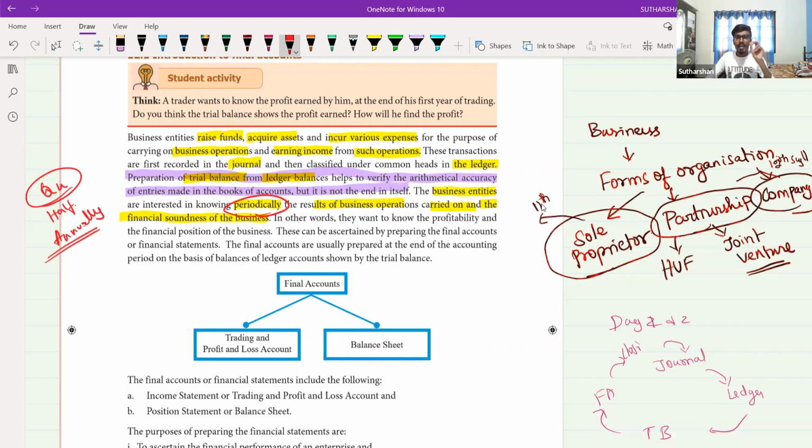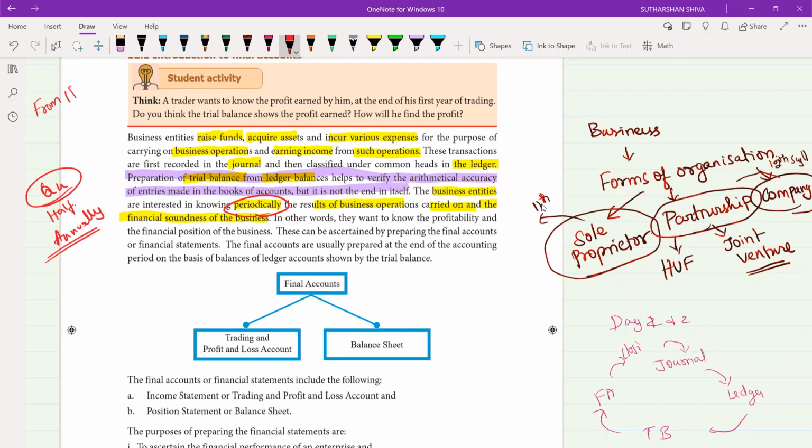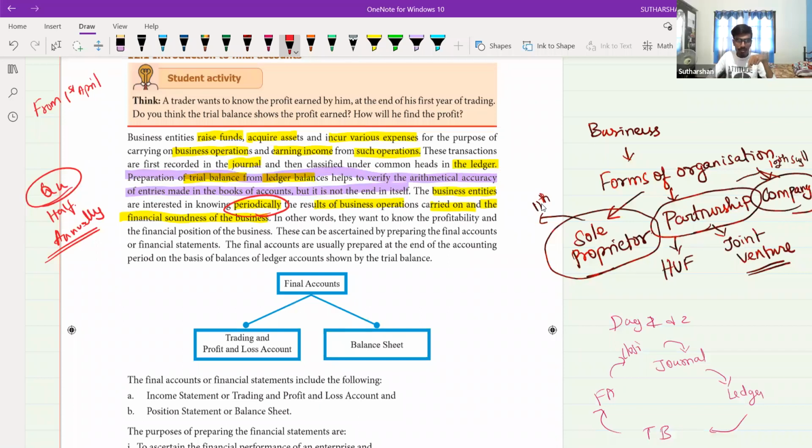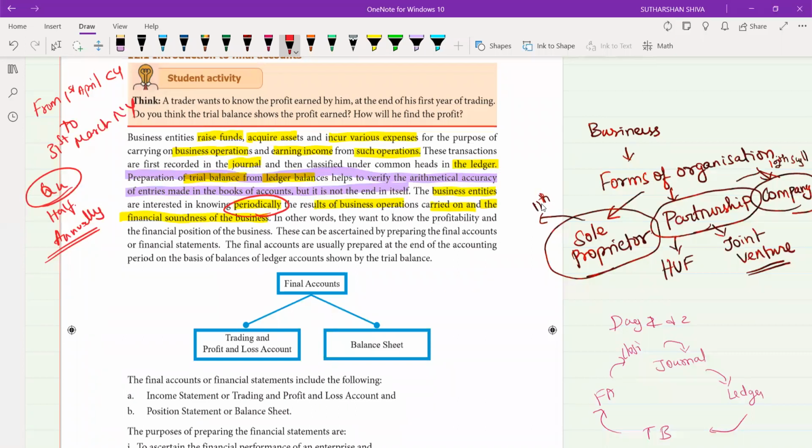Ramana, what is the financial year we are following in India? If I am calling a financial year, what is the year? From 1st April to March 31st. 1st April of the current year to 31st March of the next year. The current financial year running means 1st April 2022 to 31st March 2023. We will divide this into 4 quarters.